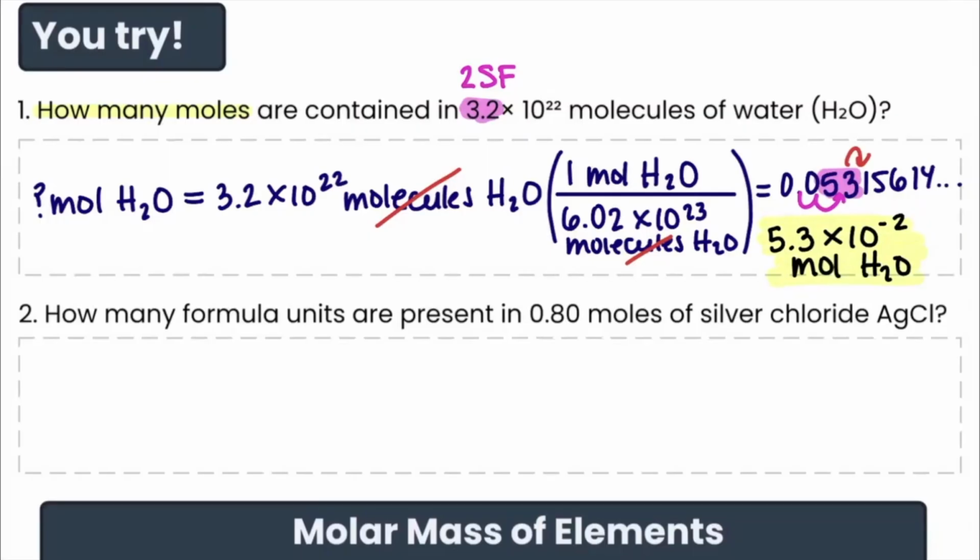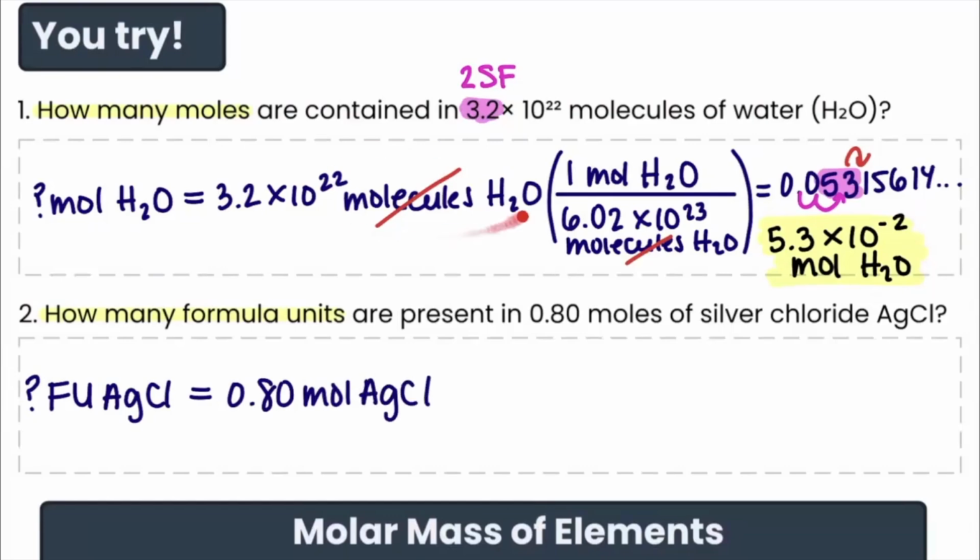Now in the next problem, you're going to see that we're going to be going in the other direction. So the question reads, how many formula units are present in 0.80 moles of silver chloride, or AgCl? So again, start off with what you're being asked. Question mark, so how many formula units of AgCl are in what you're being given, 0.80 moles of silver chloride? Notice that in the last example, we started with particles, right? Molecules or atoms in the other example that we did, and we wanted moles. But here we have moles and we want to get to particles. In this case, we want formula units.